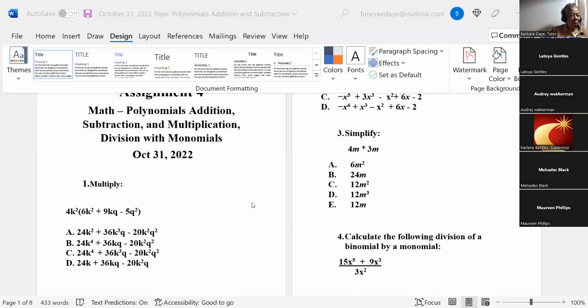Okay, so what we will do today, we'll go over our homework and hopefully we'll get to exponents and radicals, or at least get started on it.